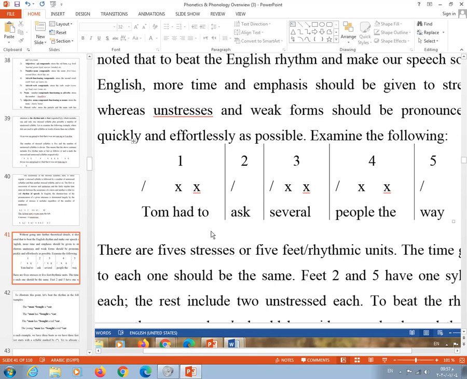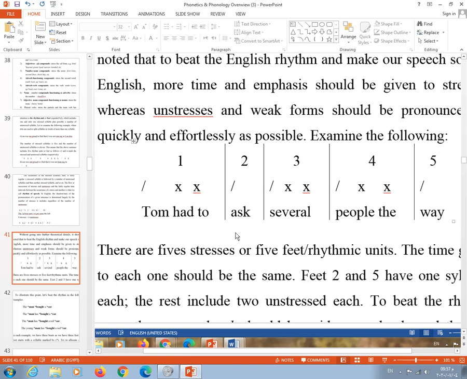Tom had to ask several people the way. How many stresses? 5. Tom had to ask several people the way. Tom had to ask several people the way. 5 beats, because we have 5 stresses. This is how we beat the rhythm in English.